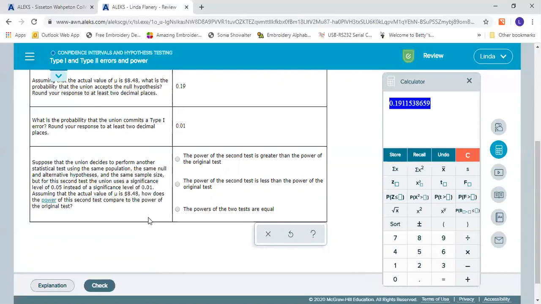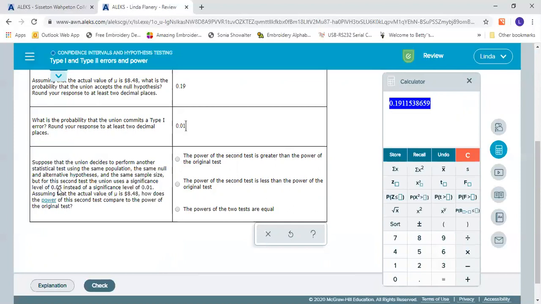But for this second test, the union uses a significance level of 0.05 instead of a significance level of 0.01. So we went from 0.01 was our starting to 0.05. So we went from 1% to 5%. So I increased my alpha value. It wants to know what happens to my power. So my power should also increase.